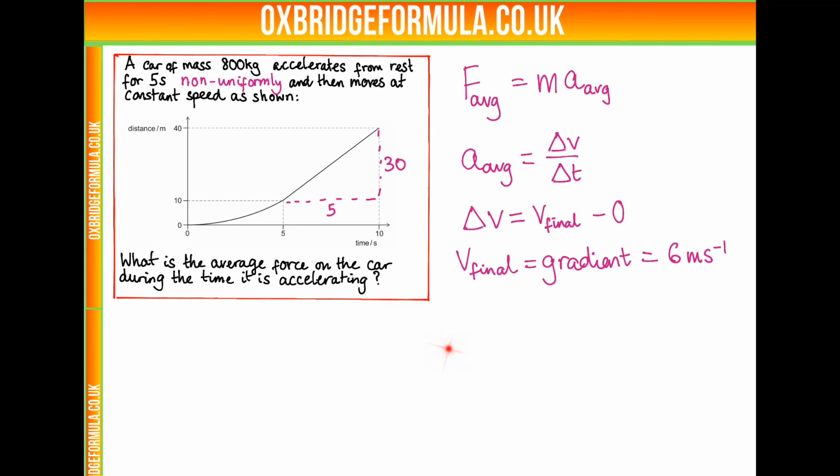So if we put this into our equation for the force, then we have 800 times 6 divided by 5. And then a simple cancellation: 800 divided by 5 is 160. So if we times this by the 6, we get 960 newtons as the average force. So 960 newtons was the average force acting on the car during this period of time.